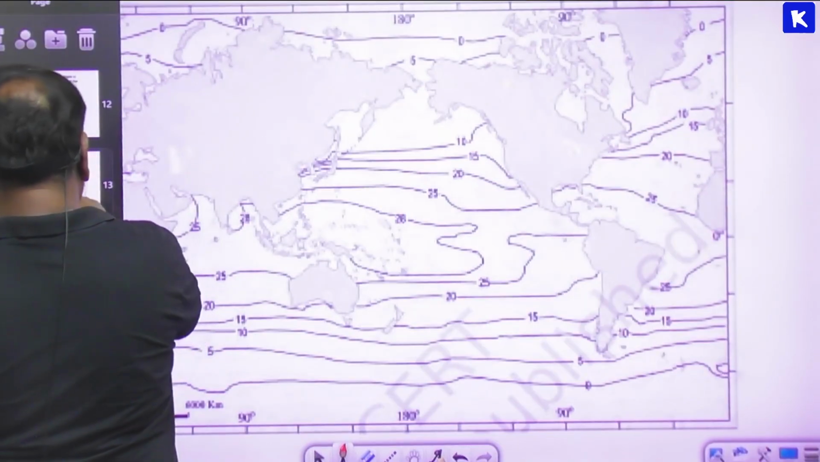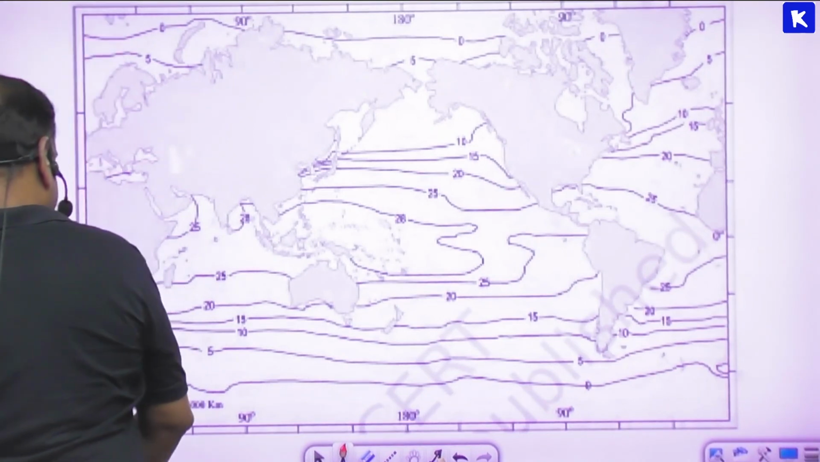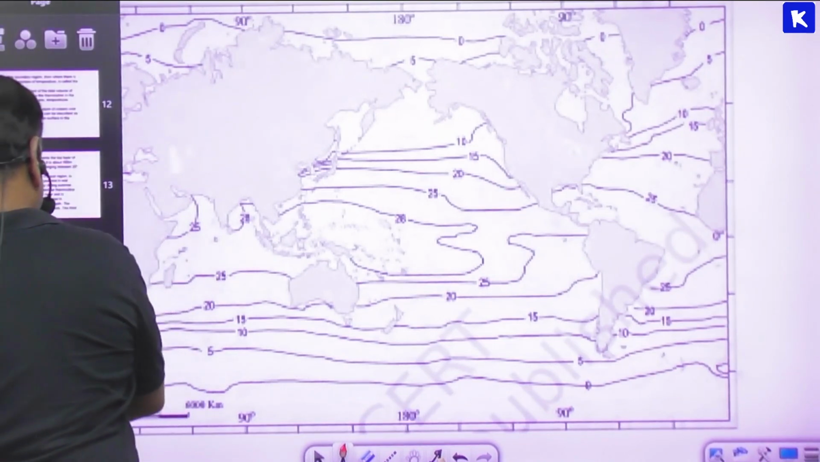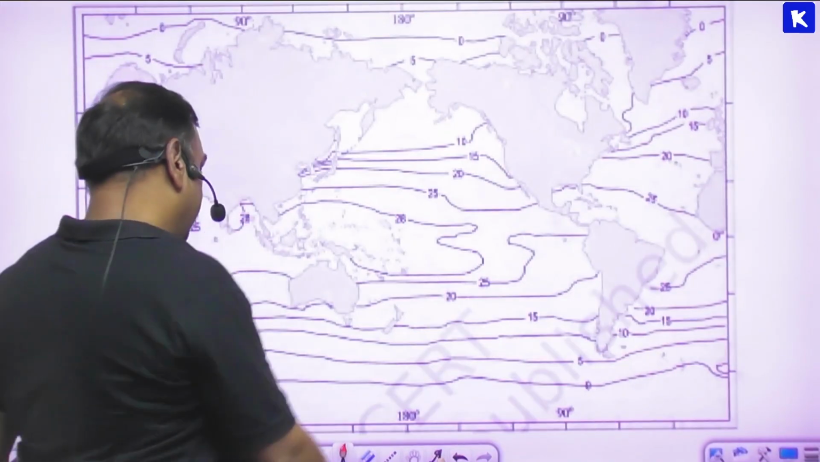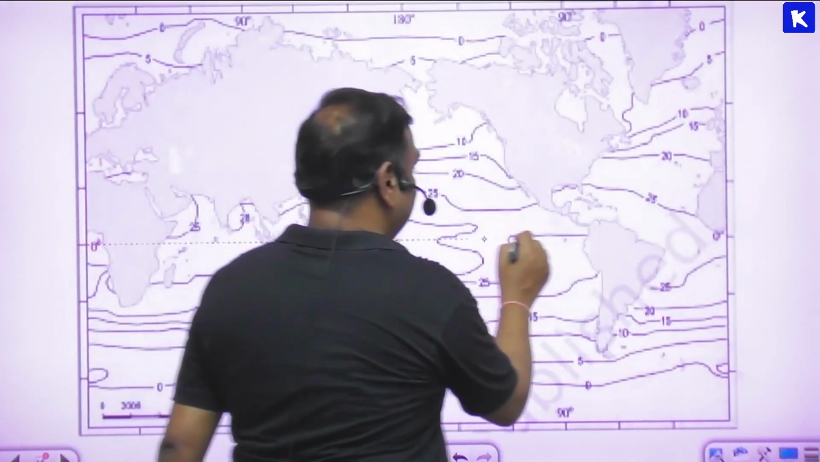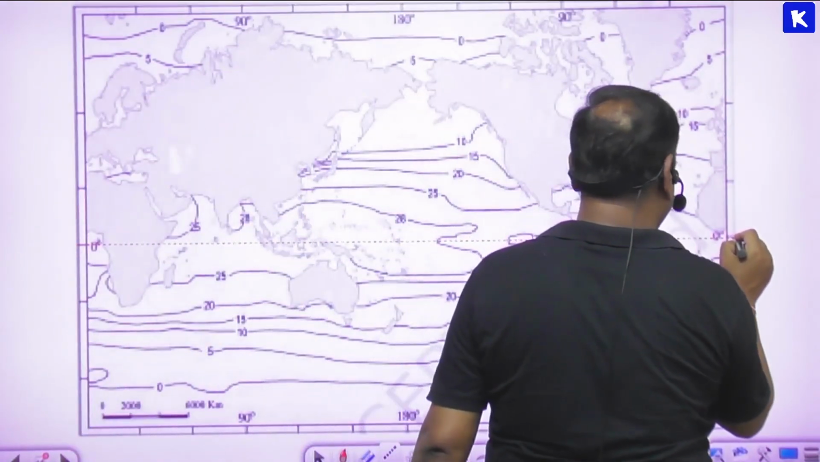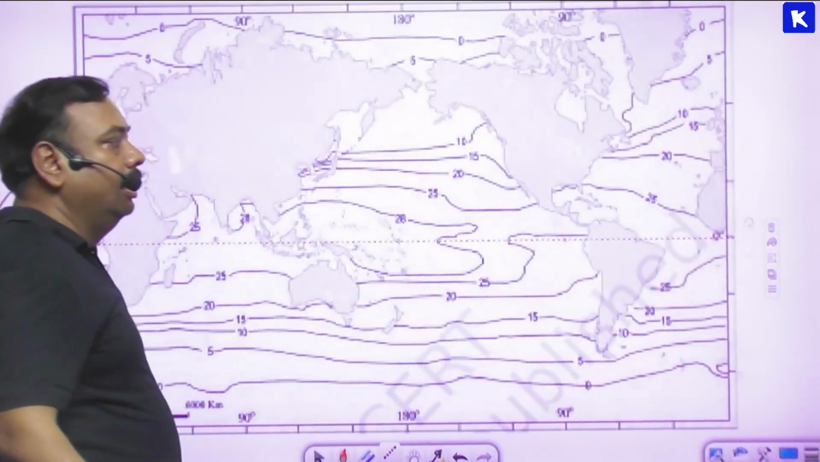Here you have to consider this diagram. See here. I would like to show you first of all the equator. Say it is 0 degree latitude or the equator. This red dotted line is showing the equator here.